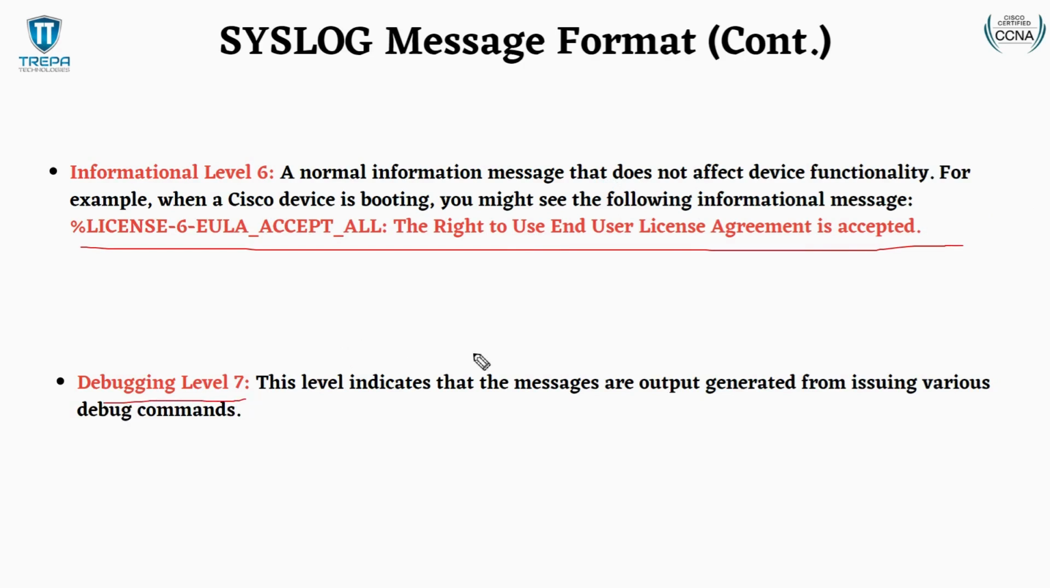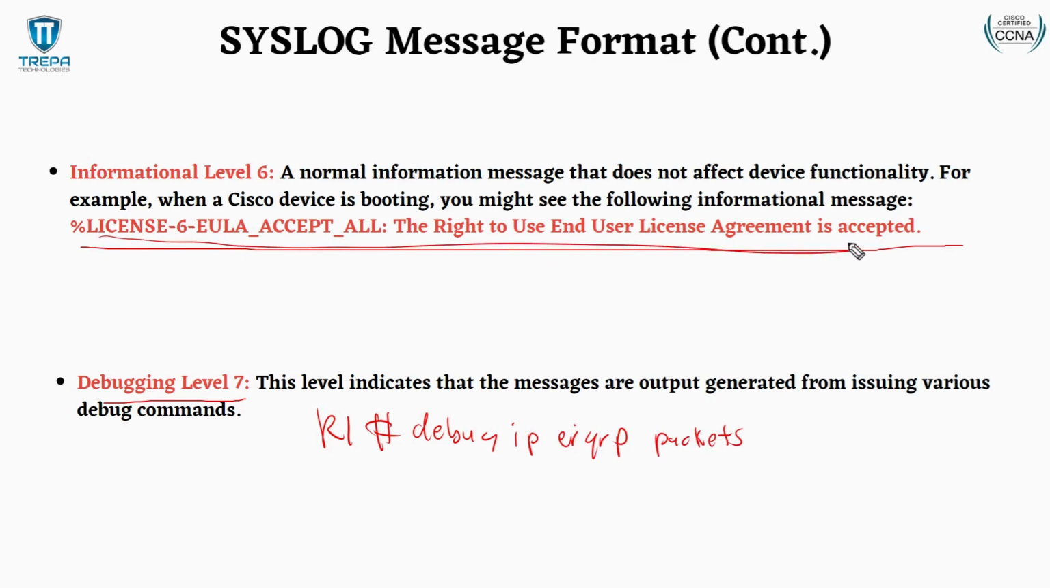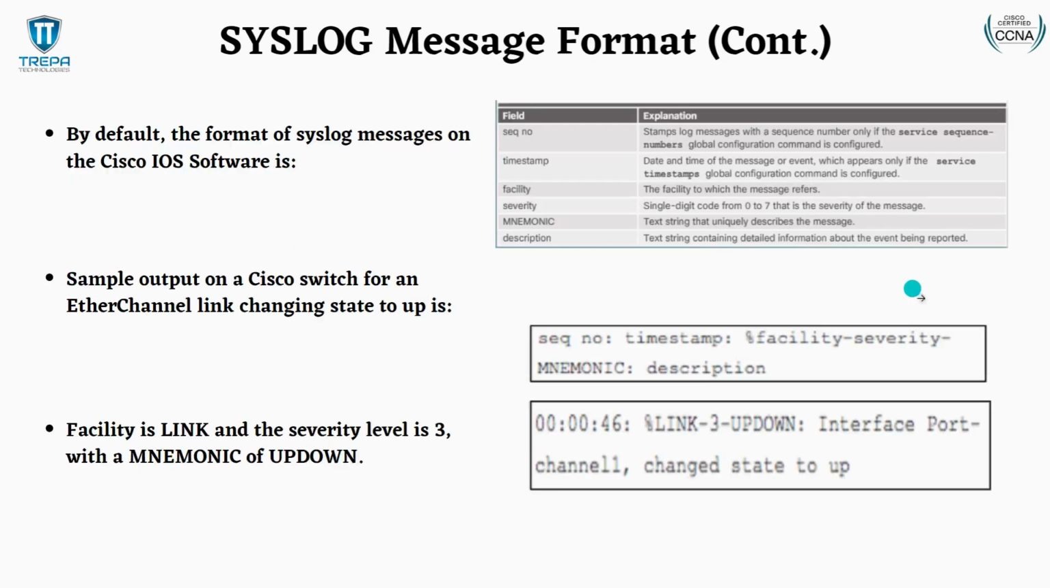And then, of course, the debugging level. This is output that's going to be generated when you, the administrator, come in and you say debug IP EIGRP packets. That's going to be level 7 Syslog messages. And they're going to come across the screen looking like this. So this is kind of a good example. If you see this Syslog message has a level 6, you can tell because of this number right here. And we're going to break down the format of these messages further.